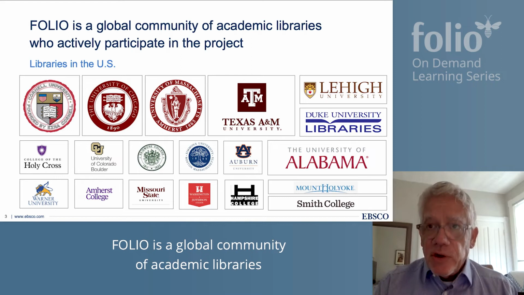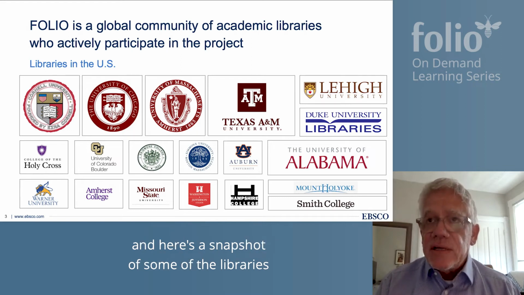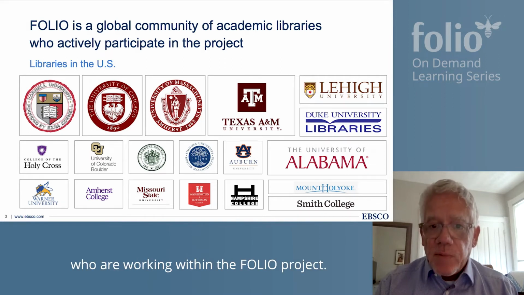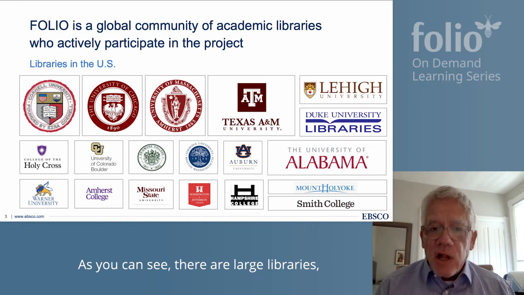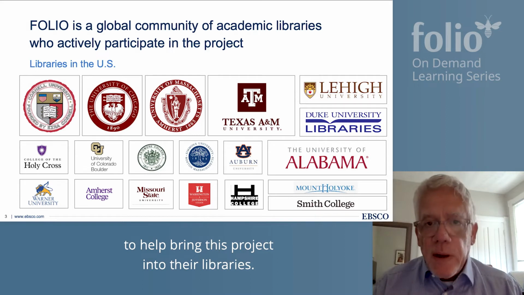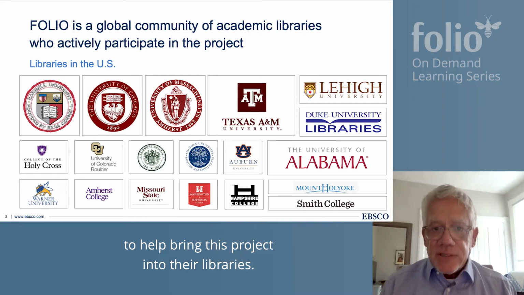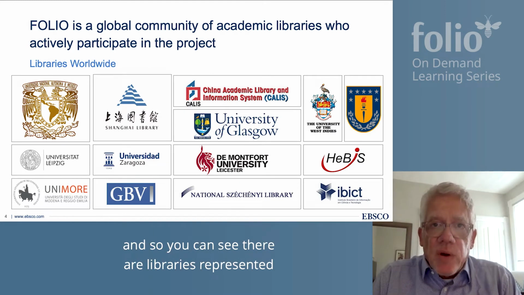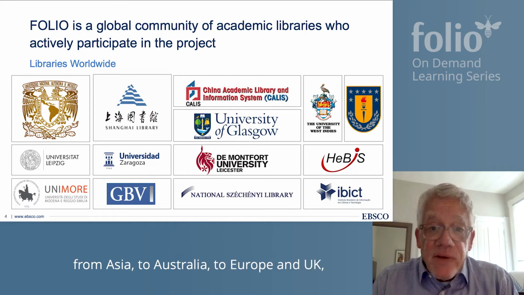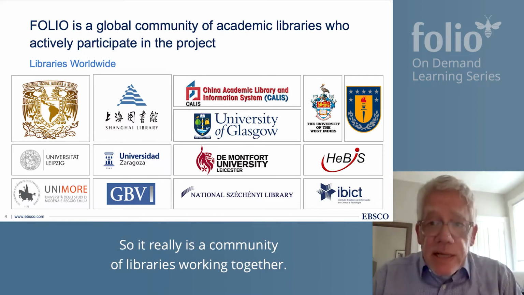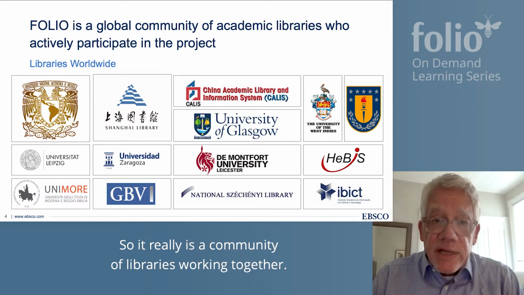FOLIO is a global community of academic libraries, and here's a snapshot of some of the libraries in the United States who are working within the FOLIO project. As you can see, there are large libraries, medium and small libraries, all working together to help bring this project into their libraries. But we mentioned this is a global community as well, and so you can see there are libraries represented from almost every continent available, from Asia to Australia to Europe and UK, in addition to North America. So it really is a community of libraries working together.